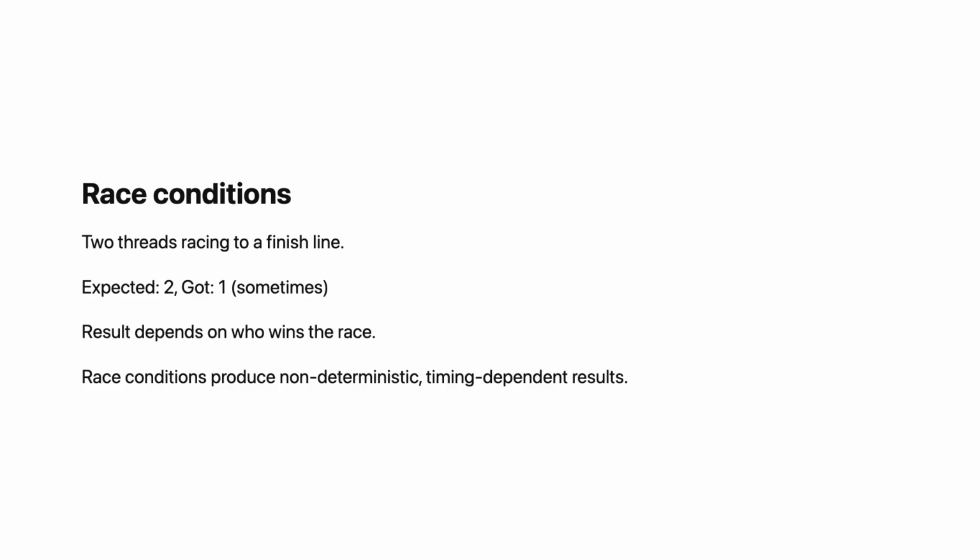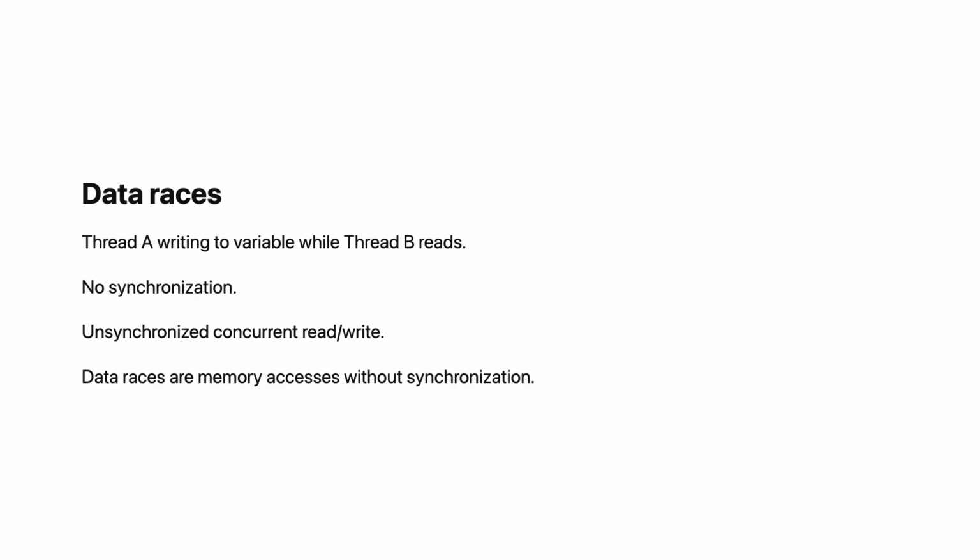A data race is a specific kind of race condition. One thread writes a variable while another thread reads or writes it without synchronization. Data races cause undefined behavior. The reading thread might see partial writes, it might see old values, it might see corrupted data. A race condition is about logic depending on timing. A data race is about memory access without coordination. All data races are race conditions. Not all race conditions are data races. Preventing data races is the first step to correct concurrent code.